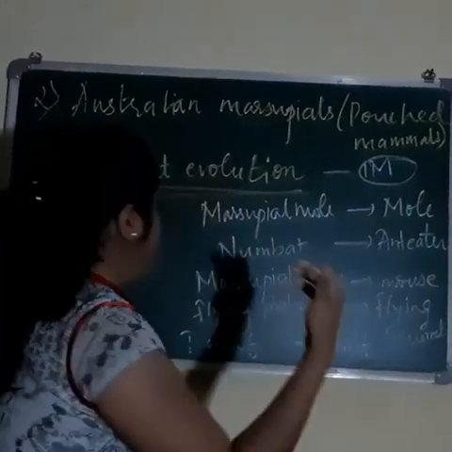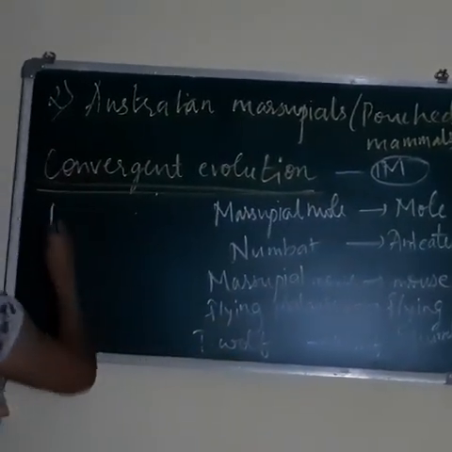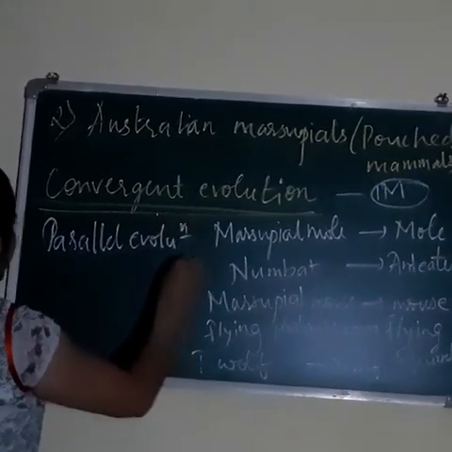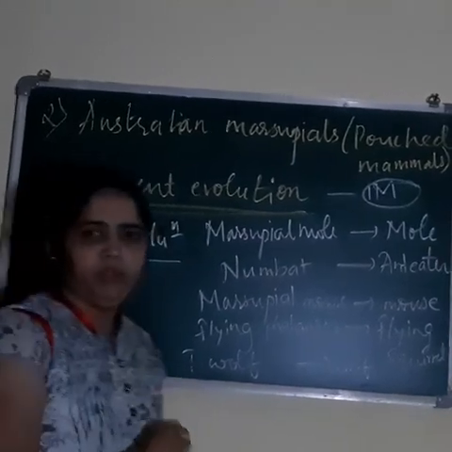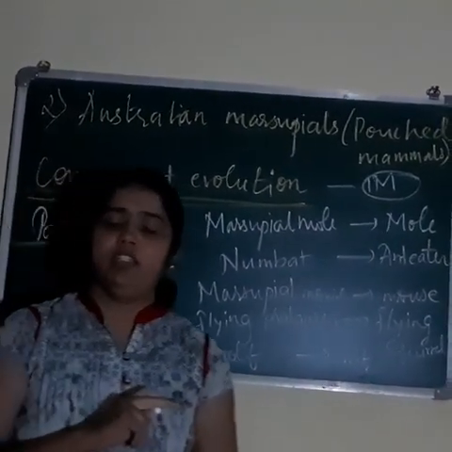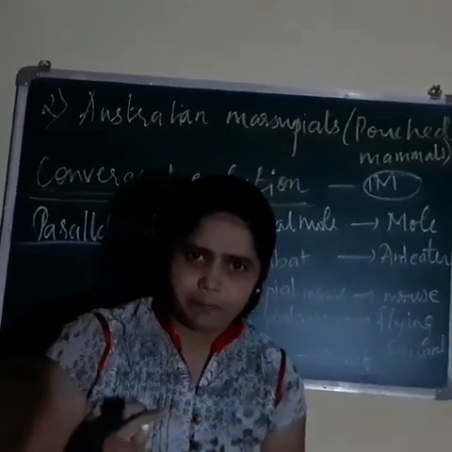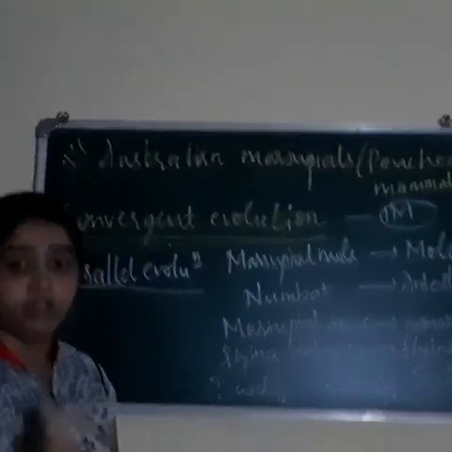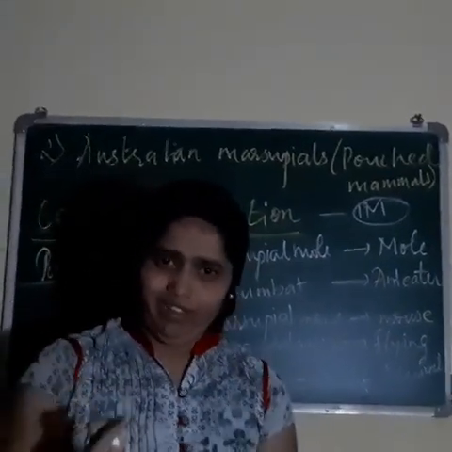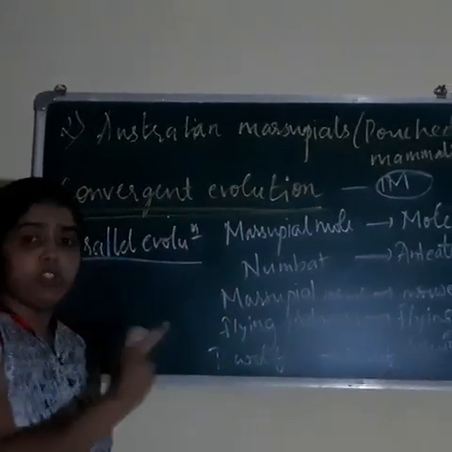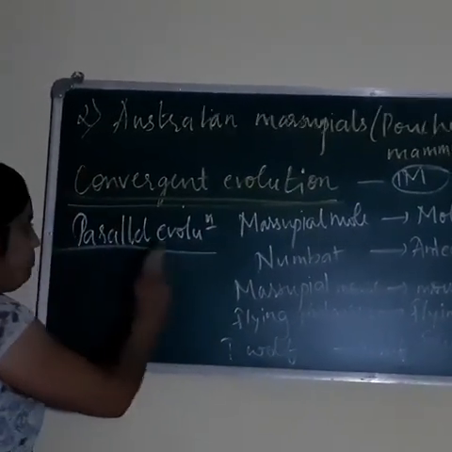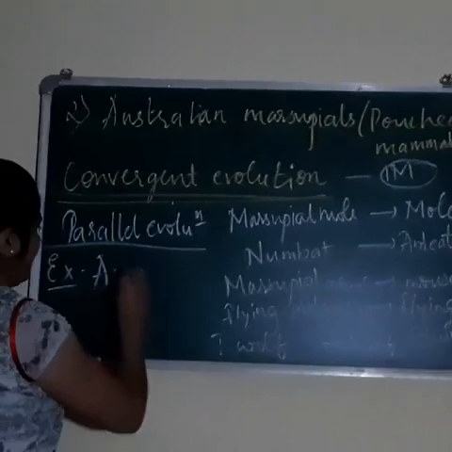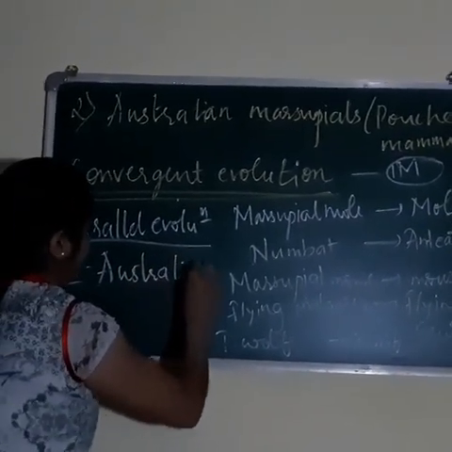Okay, then we will move on to the next part, that is what do you mean by parallel evolution? Parallel evolution means, you can see it in the Australian marsupials. Parallel evolution is nothing but when the convergent evolution occurs in closely related species. When convergent evolution occurs in closely related species, that can be called parallel evolution. And you can give the example of parallel evolution which can be seen in Australian marsupials.